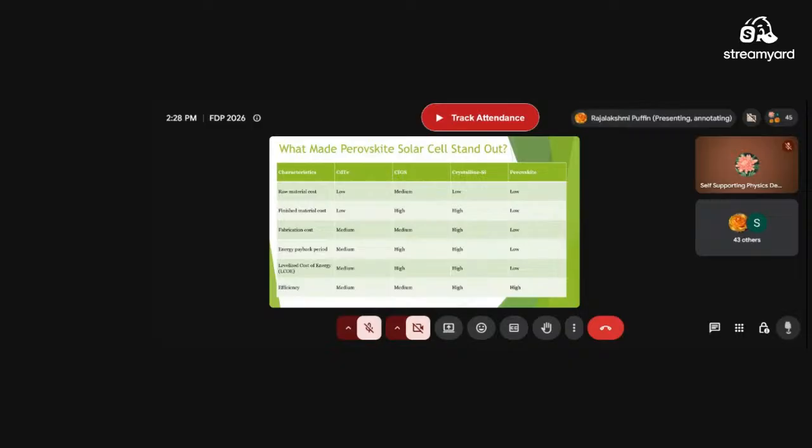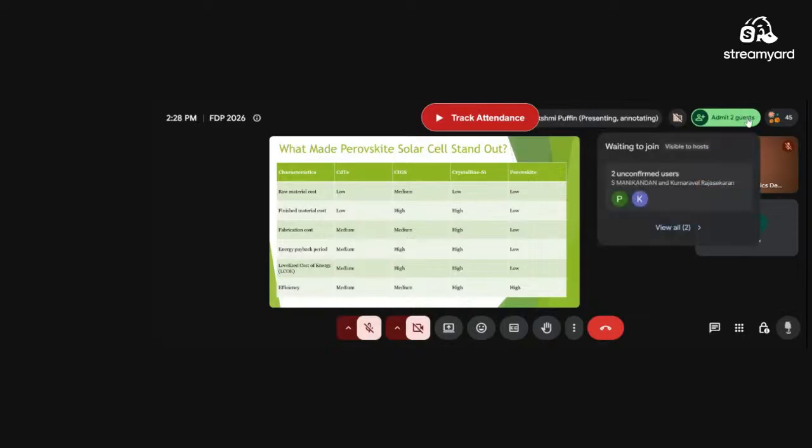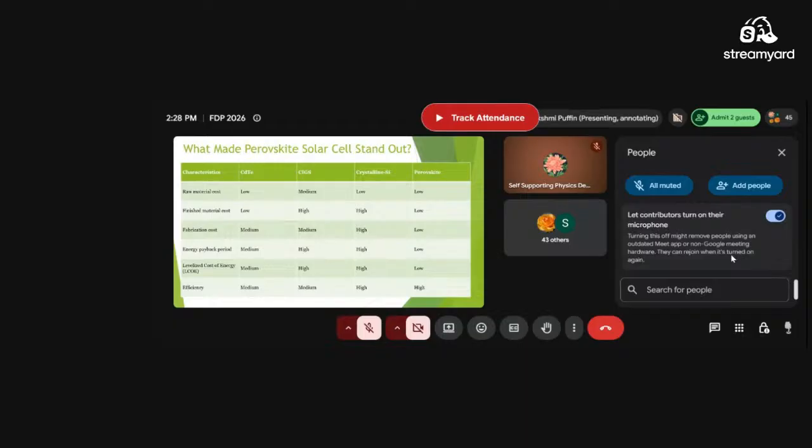Here I have the table. I have given some solar cells which stand out. We can see here cadmium telluride, for example crystalline silicon, perovskite, and CIGS. So like that, we can see what the cost of this material is. As I said, silicon we have to get in bulk form, and we have to give more energy.